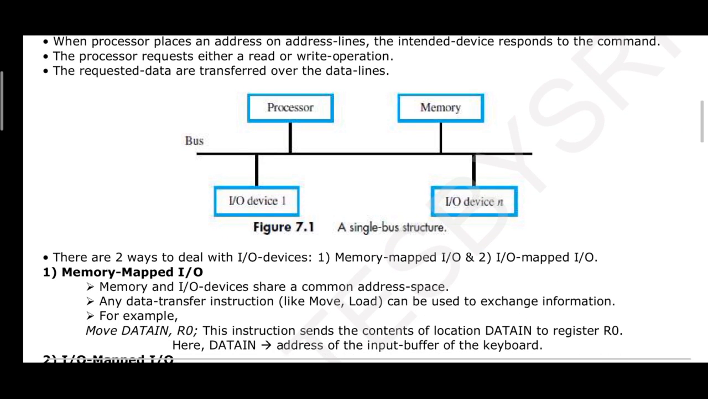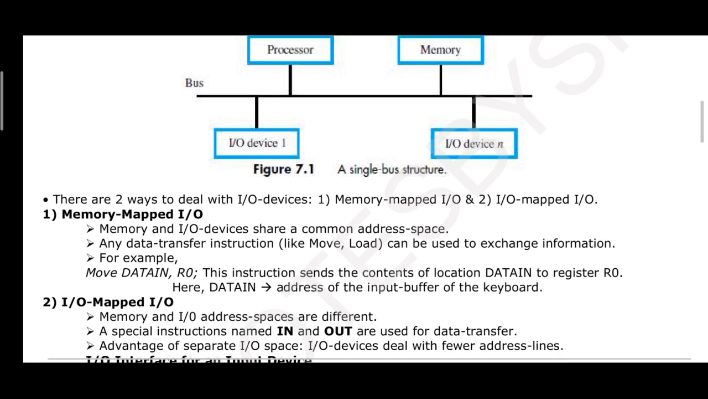Here two concepts come into this single bus architecture, which deals with two ways, or two types of IO device, you can say. One is memory mapped IO and the other is IO mapped IO. Memory mapped input output and input output mapped input output; IO mapped IO in short. So what is memory mapped IO then? In case of memory mapped IO, memory and input output devices share a common address line. That's it.